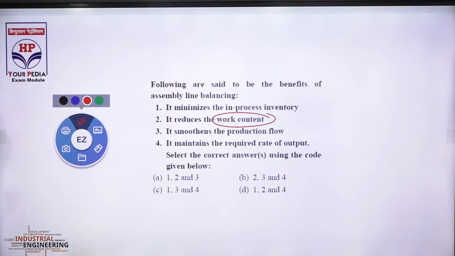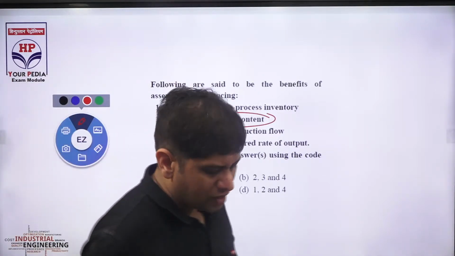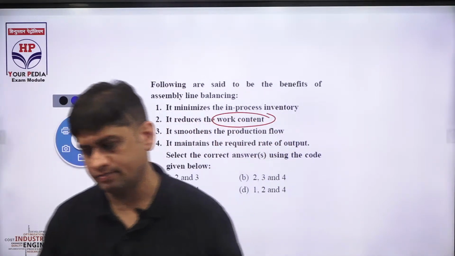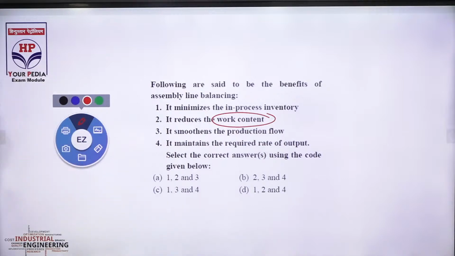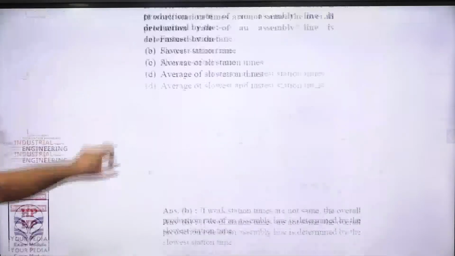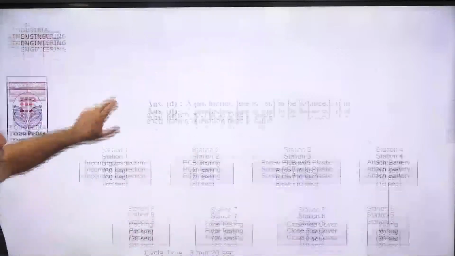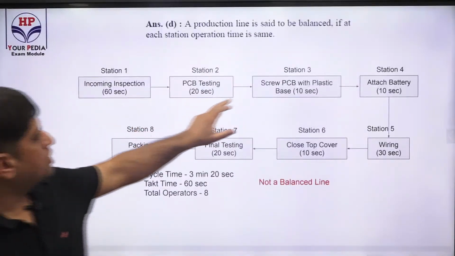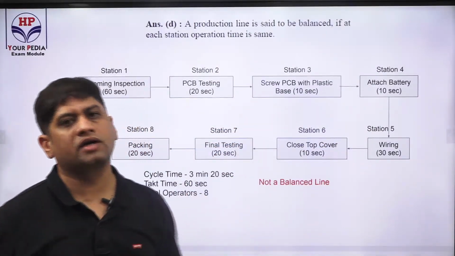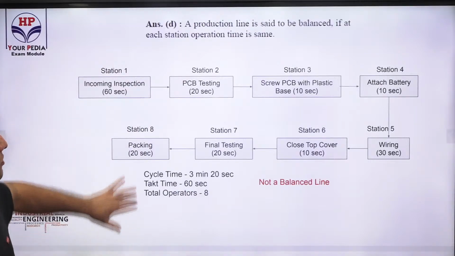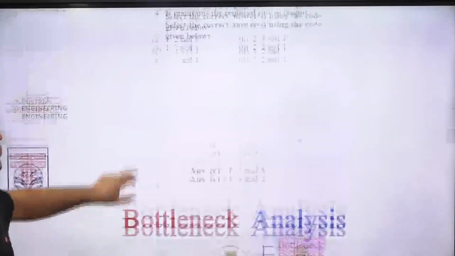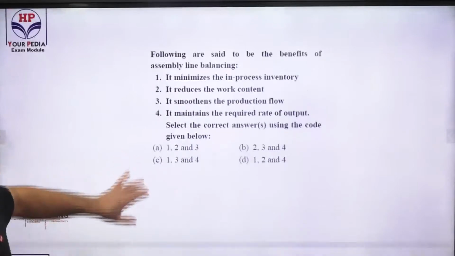Work content कैसे कम हो जाएगा? Work content means total work which is to be done. So work content is the sum total of all entire time. Let me again take you to the same diagram. Work content is you add the time 60 plus 20 plus 10 plus 10, that is the work content. So I don't think it is going to change the work content. Let us see what is the answer for that. 1, 3 and 4. Yes, so 2 is not correct.